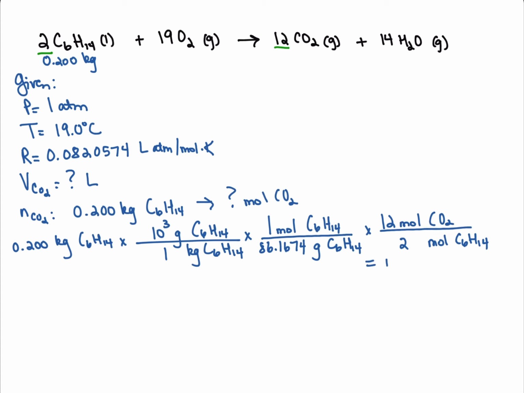And this all equals 13.926 moles of CO2. Now I have enough information to use the ideal gas law, PV equals nRT. Before I use this formula, I need to make sure all of my units are correct. My temperature is in Celsius. I'm going to go ahead and convert that to Kelvin so that all of my units can cancel out.